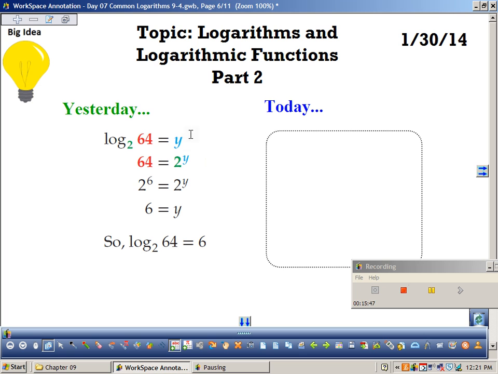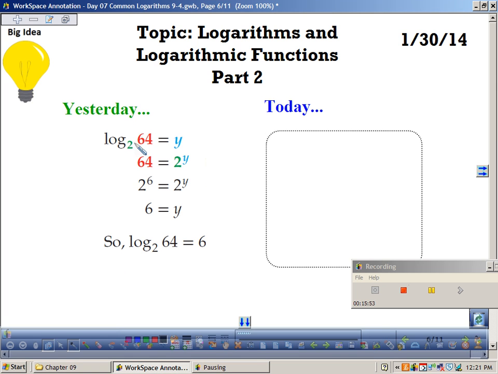All right, so yesterday we did this. Not exactly yesterday. It was on your quiz yesterday. So log base 2 of 64 equals y. We switched it to exponential form, which is 64 equals 2 to the y, where this is your exponent. Then 2 to the 6 equals 2 to the y, so 6 equals y. So log base 2 of 64 equals 6.